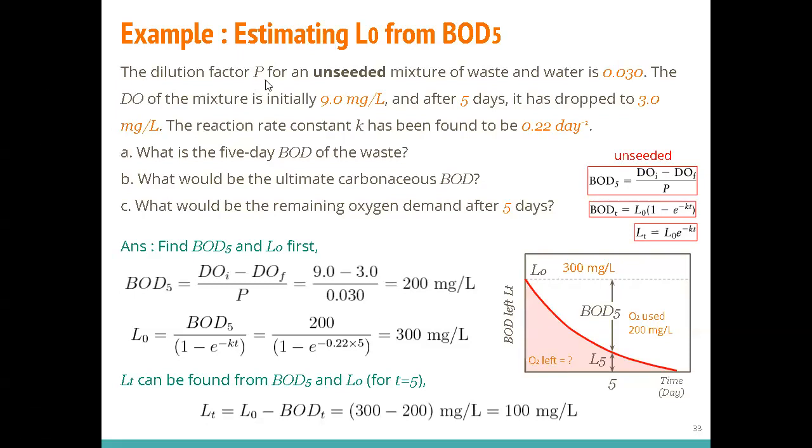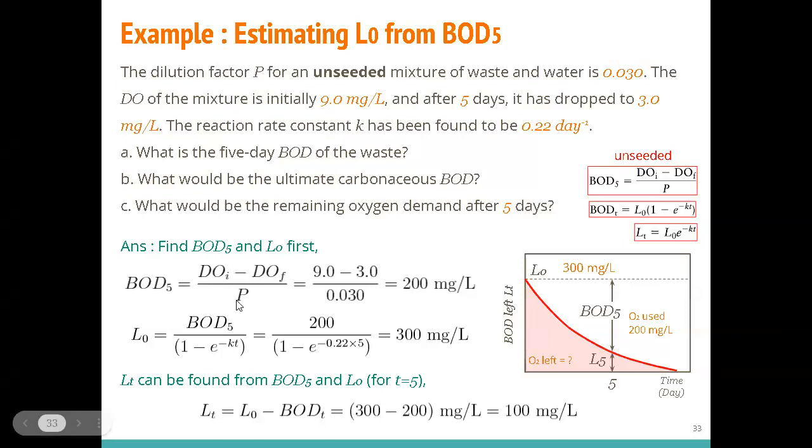So the dilution factor P for the unseeded. Remember that you're not using the seeded equation. For the equation sheet that I provide to you for the exam, it will not tell you if the equation is seeded or unseeded, so you will have to remember that. Unseeded mixture of waste and water, we will use this equation. They are giving you the P value, not the statistic P value, the fraction. The fraction here is 0.03.